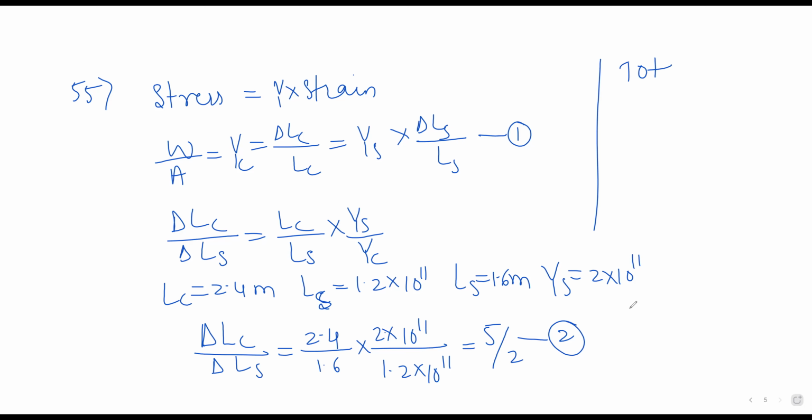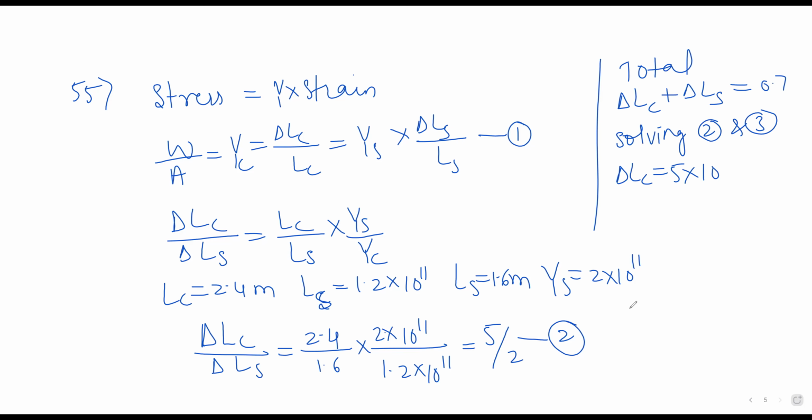Therefore, total elongation is equal to delta LC plus delta LS. So that's equal to 0.7 millimeter, or you can convert it into meter also. So solving equations 2 and 3, we get delta LC is equal to 5 into 10 to the power of minus 4 and delta LS is equal to 2 into 10 to the power of minus 4 meter. So from the equations we can get this.